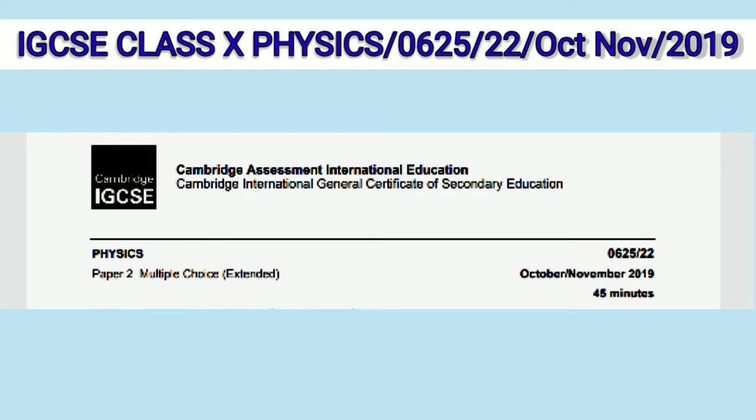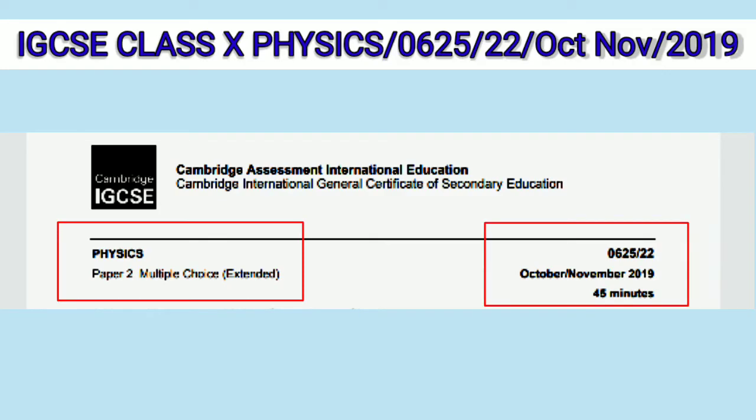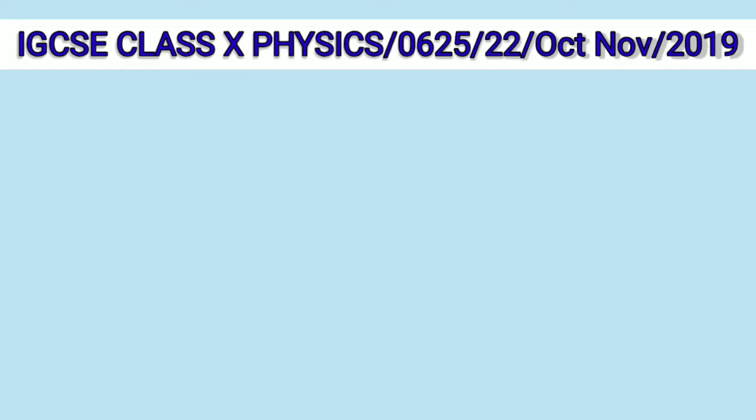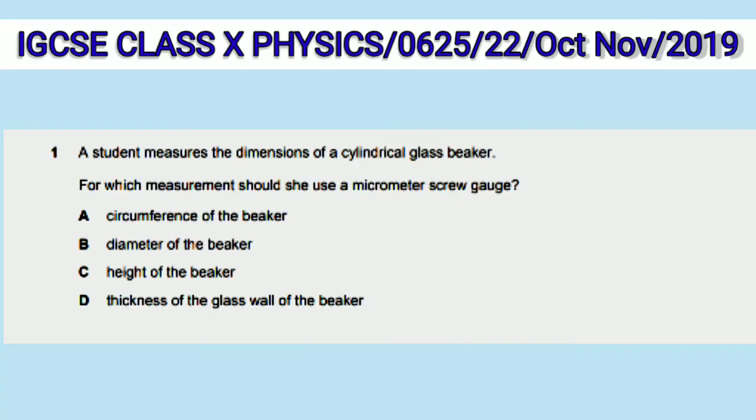Friends, let us do one physics paper, Paper 2 multiple choice extended, 0625/22 October/November 2019. And our first question is: a student measures the dimensions of a cylindrical glass beaker.